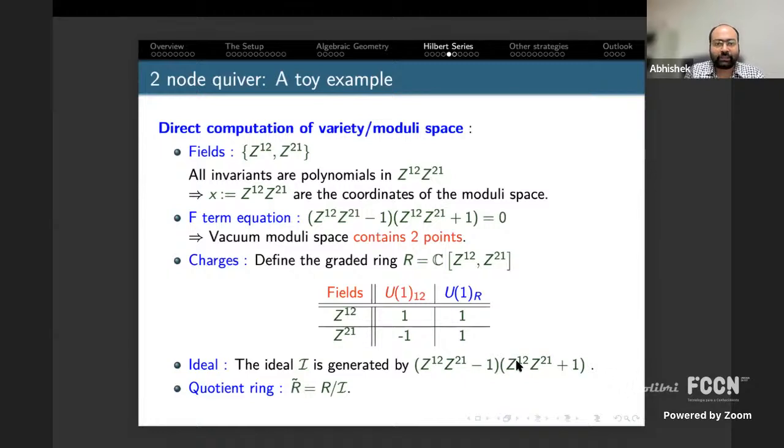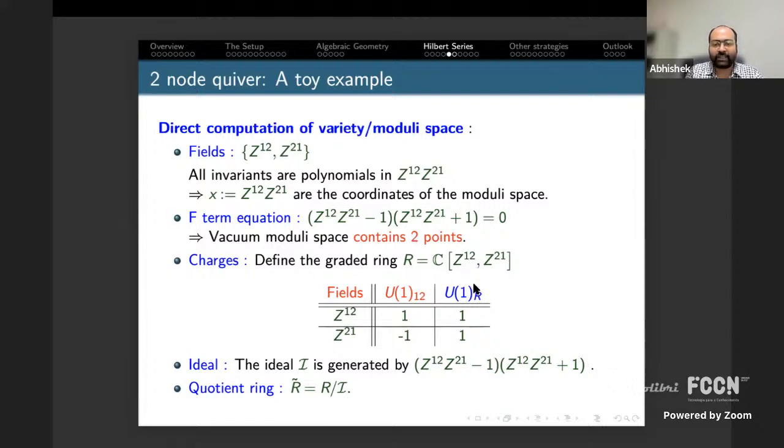So, for example, in this case of a toy example with only 2 fields, Z12 and Z21, and F-term equations like this, Z12 Z21 minus 1 and Z12 Z21 plus 1. Of course, if you solve these F-term equations, you have only 2 solutions, because this combination Z12 Z21 is a gauge invariant combination. So you have only 2 solutions in this vacuum moduli space.